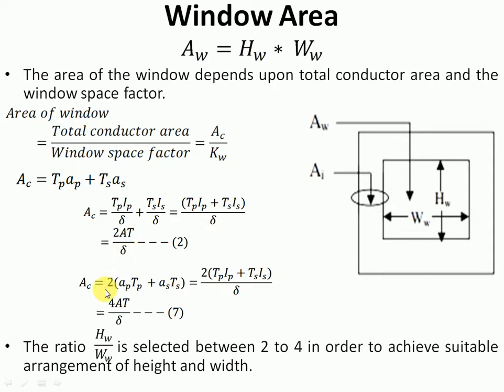Similarly, in the case of three phase transformer, we can obtain the relation for AC as 4 times ampere turns divided by del. You may refer the first video of transformer to get a clear idea about this. If you remember it, then it's well and good. So there are two methods by which we can calculate the window area. One is by the product of height of window and width of window, and the second one is from the window space factor kW. Usually in the case of the transformer, the ratio of height to width is selected between 2 to 4. This is done in order to achieve a suitable arrangement of height and width of the transformer.